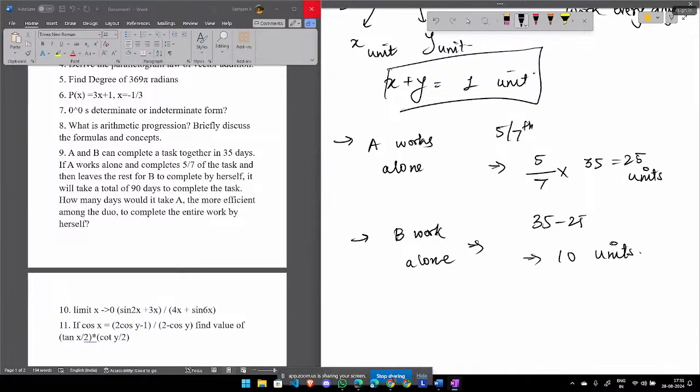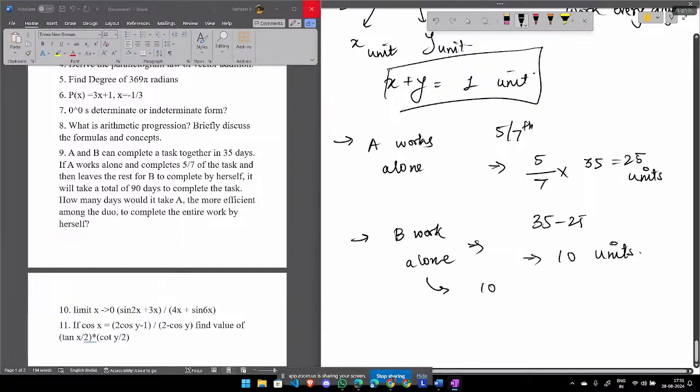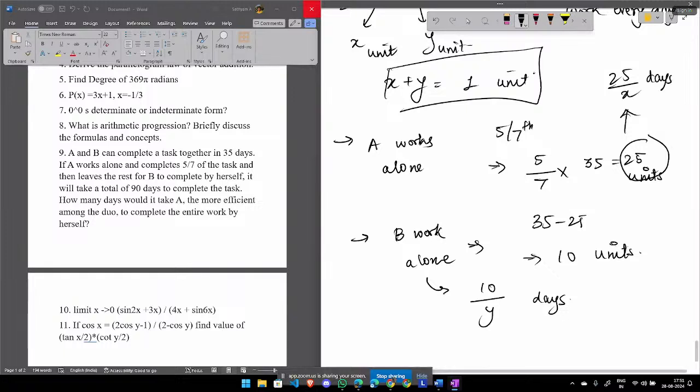units for B. Okay, so when B is working alone for 10 units, how much time is B going to take to complete it? B would take 10 upon y days, right? And similarly, for A to complete 25 units, A took 25 upon x days, right?